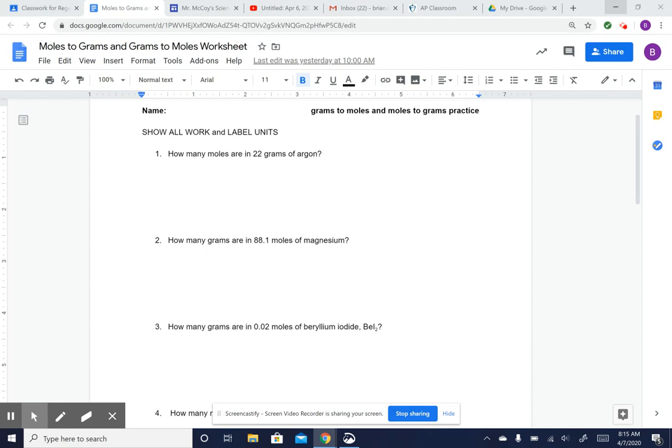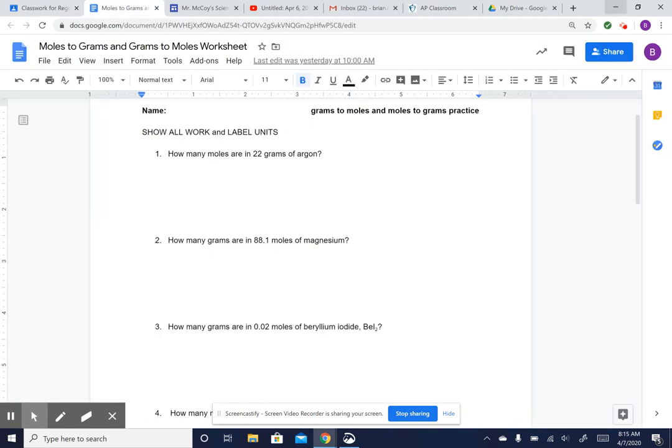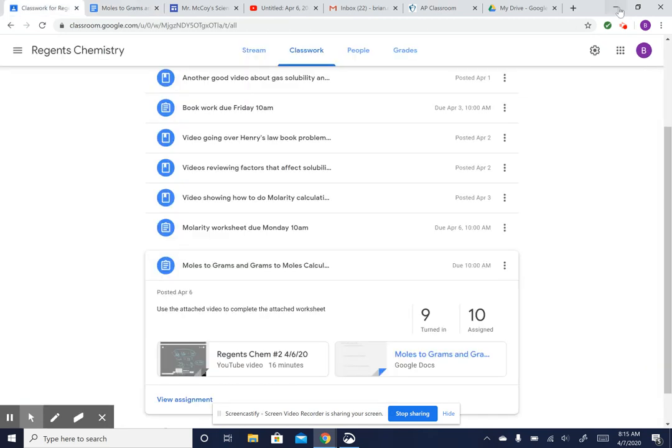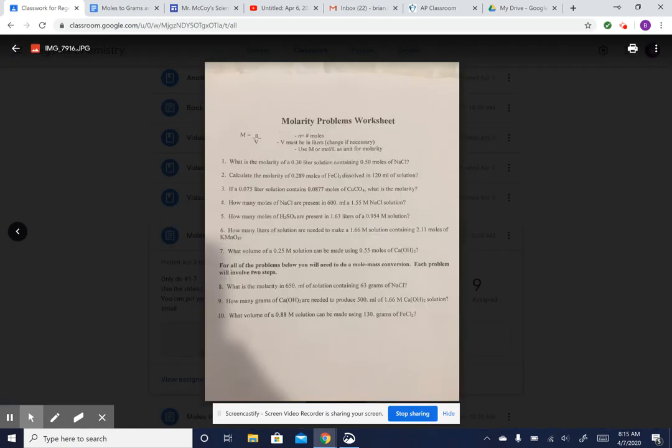Tuesday morning. I'm going to go over this moles to grams, grams to moles worksheet that's due today at 10 a.m. Due at 10 a.m., right. I'm going to go through each one of these, and then show you how to convert grams to moles or moles to grams, and how to do a molarity problem, like this worksheet here. Due tomorrow is going to be 8, 9, and 10. I might throw another one in there.